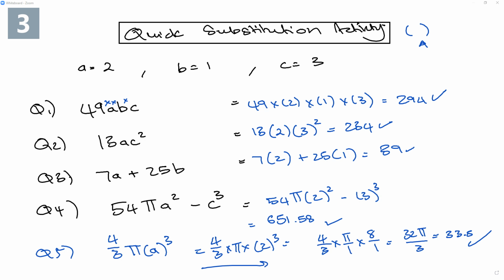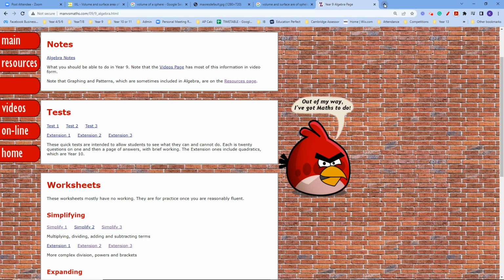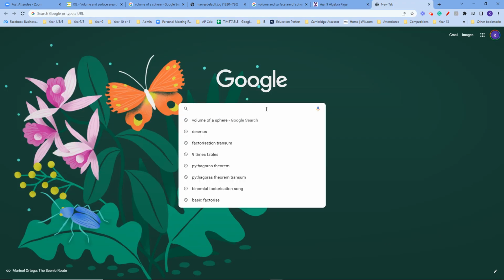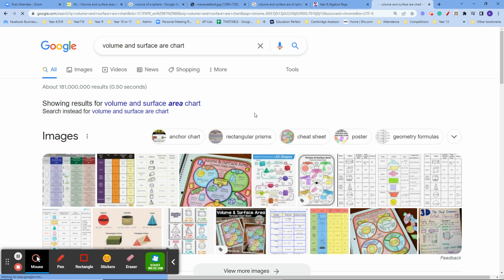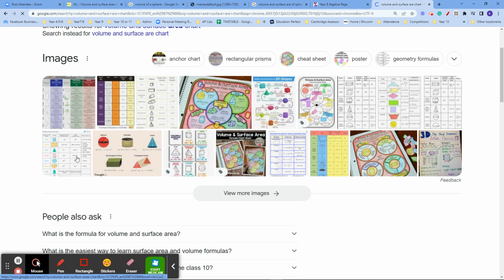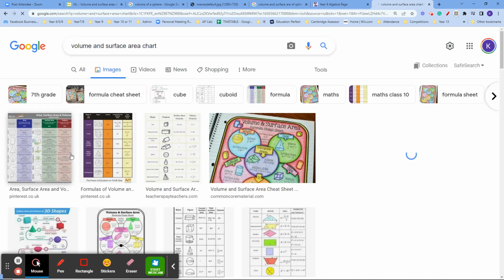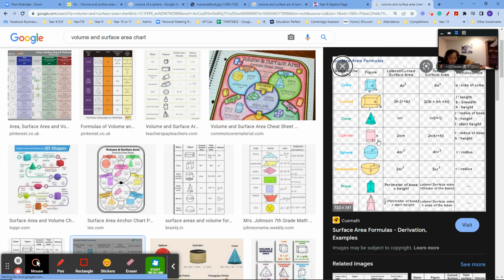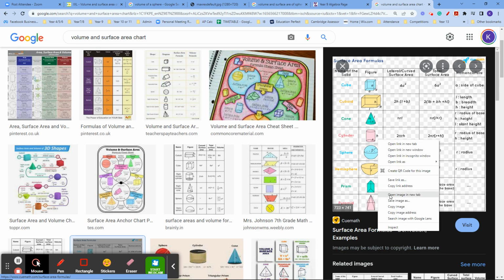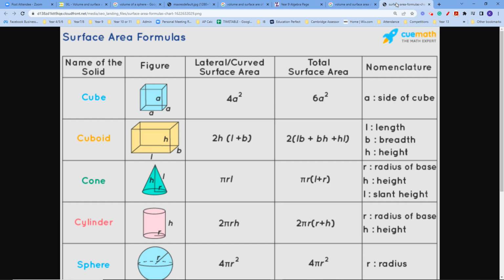Okay, all right. So there you go, you calculated the volume of the sphere. Now, there is a certain chart where you calculate all of the volume of a cone, etc. Have you seen the chart? Volume and surface area chart. It looks something like this one over here. Or this one is also good.